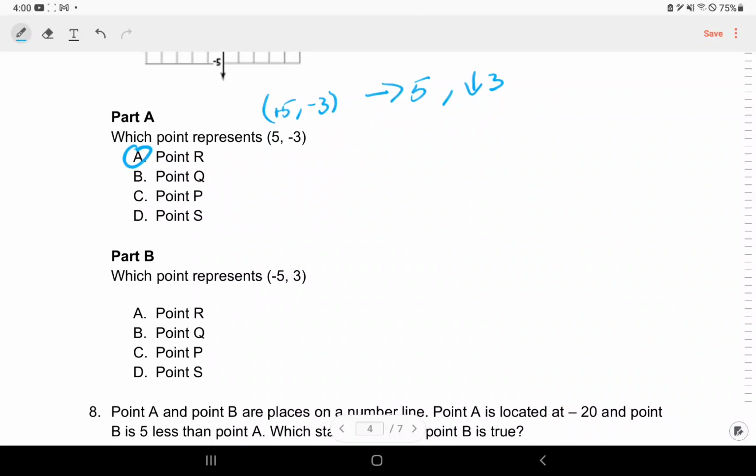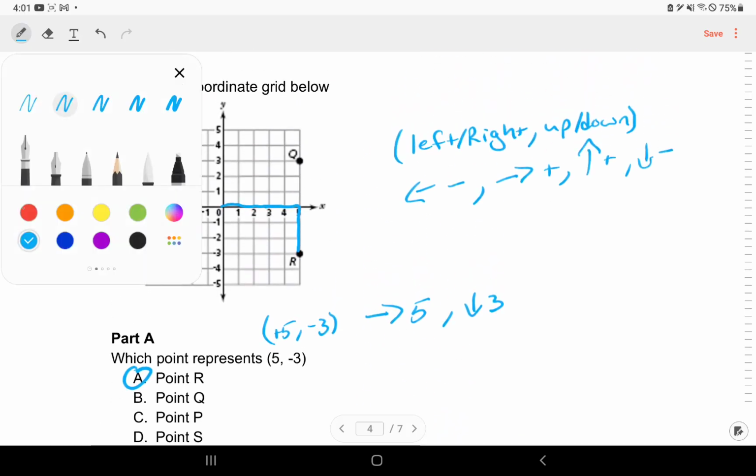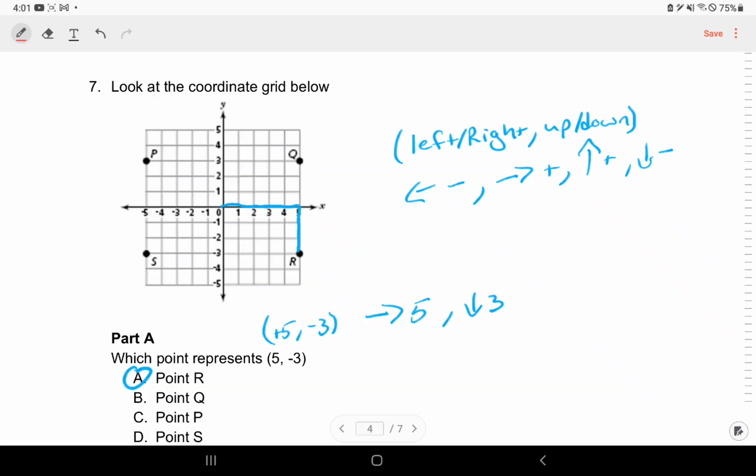Which represents negative 5, positive 3? That's left 5, up 3. So 1, 2, 3, 4, 5, 1, 2, 3. And so that's P.